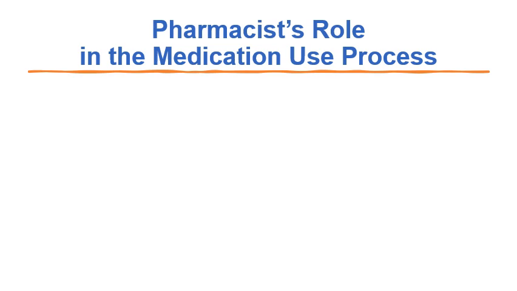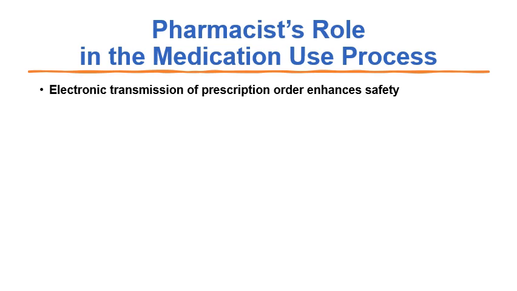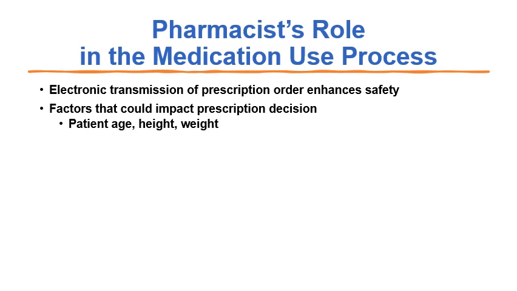So in looking at the pharmacist's role in the medication use process, again, electronic transfer of prescriptions does enhance the safety of the whole process. Again, factors that could impact prescription decisions: they have to look at the patient's age, height, and weight, to make sure the proper dosages get calculated and that the dosage is appropriate for the patient being treated.